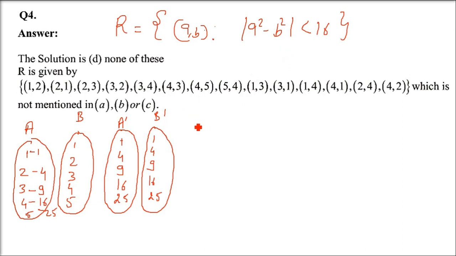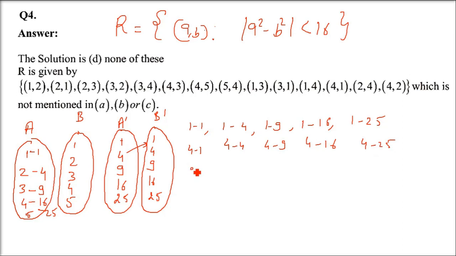1 minus 1, I'm taking A square and B square. 1 minus 1, 1 minus 4, 1 minus 9, 1 minus 16, and 1 minus 25. Similarly, 4 is taken, and all of the B squares will be subtracted from it. 4 minus 1, 4 minus 4, 4 minus 9, 4 minus 16, 4 minus 25, like this. Similarly, 9 also, 9 minus 1, 9 minus 4, 9 minus 9, 9 minus 16, 9 minus 25. So all this you have to do.